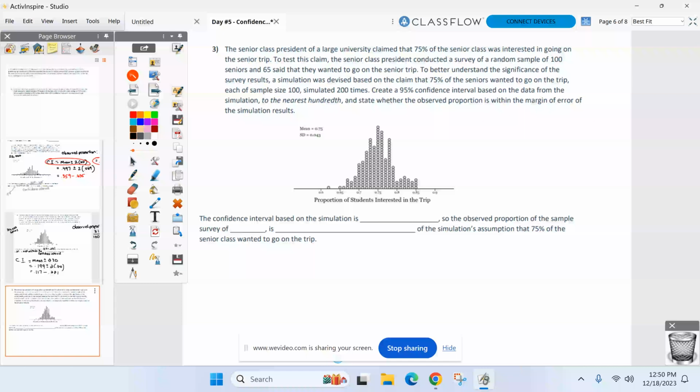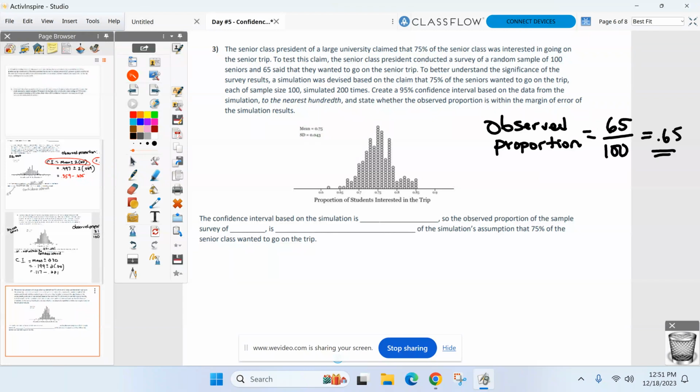All right, so my observed proportion. How are you guys calculating your observed proportion here? 65 out of 100, which is 0.65. Now, hey, we just can't say, oh, that's it, we're done. I just surveyed 100 people, 65% said they want to go on it, but we need 75%, so I guess we should cancel it. No. You have to see if that 65% is actually representative overall.